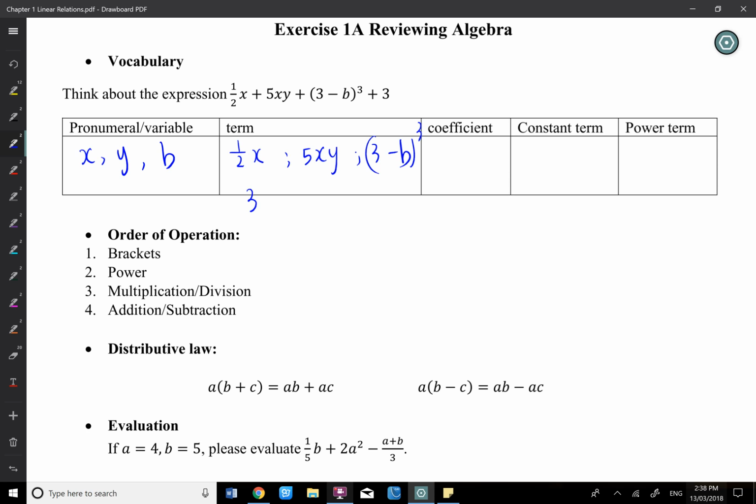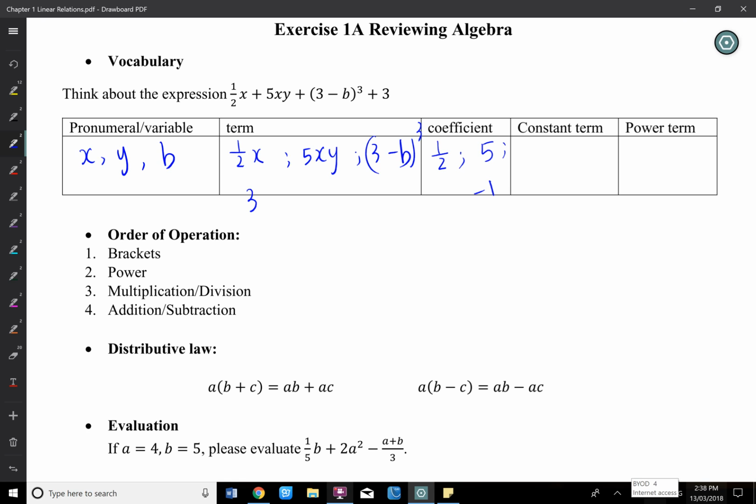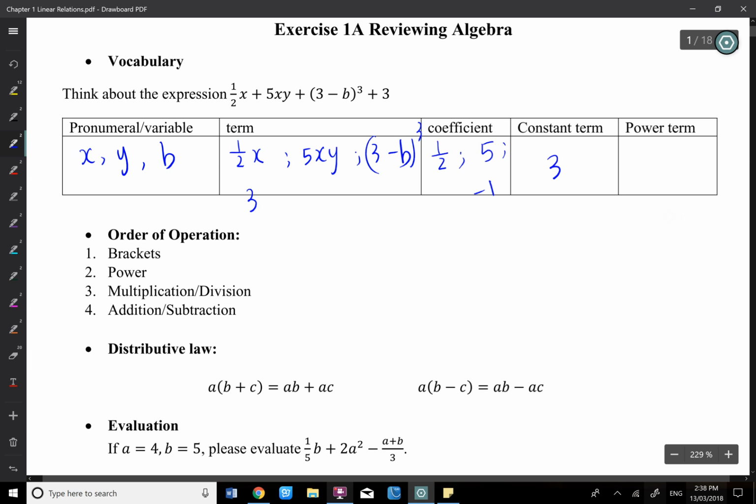What can be the coefficient? Well, half will be the coefficient. 5 can be the coefficient. Also I can say -1 can be the coefficient, the negative b. So -1 can be the coefficient as well. Constant term: 3 is the constant term. Power term: 3 minus b cubed is the power term.